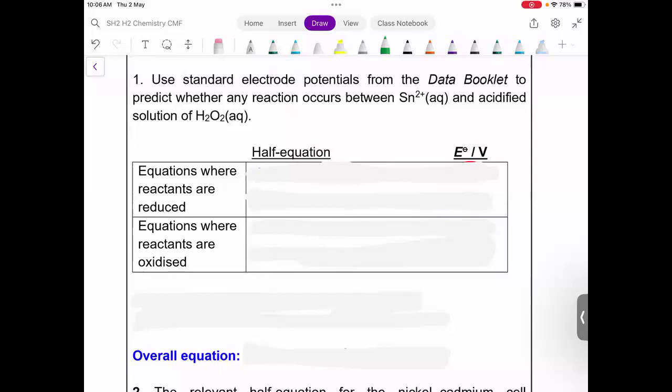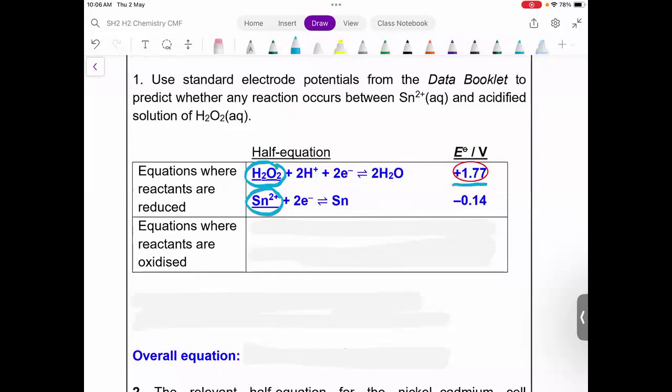So what we need to do now is, when we choose the half equations for the reduction process, do recognize that the reduction of hydrogen peroxide versus reduction of tin 2 plus has a more positive E0 value. By observing that, you should recognize that hydrogen peroxide has a higher tendency to be reduced. So this means that this will not take place. This is not the preferred pathway.